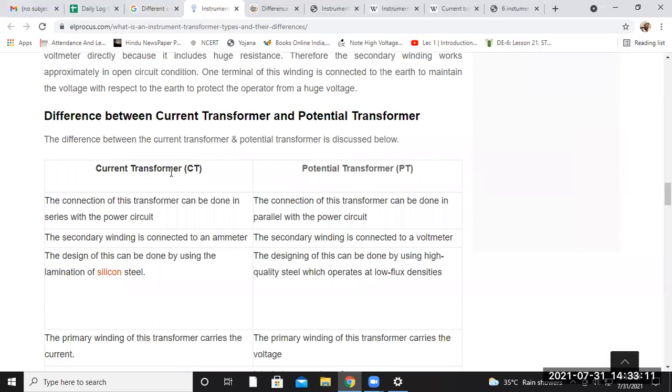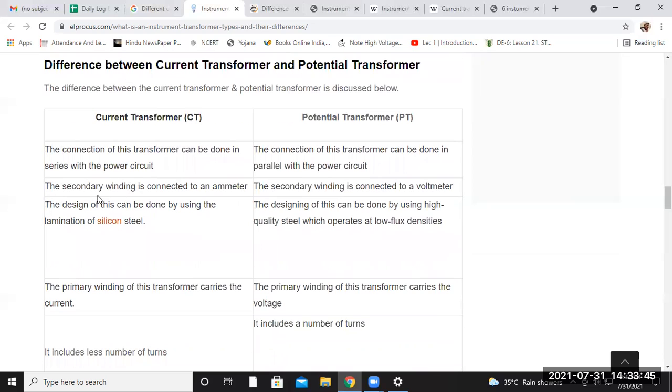The connection of the current transformer is done in series with the power circuit. The current transformer's primary winding is connected in series with the power circuit. That's why it is named a series transformer. Similarly, the potential transformer is connected in parallel with the power circuit through a fuse. So that's why this is also named a parallel transformer.